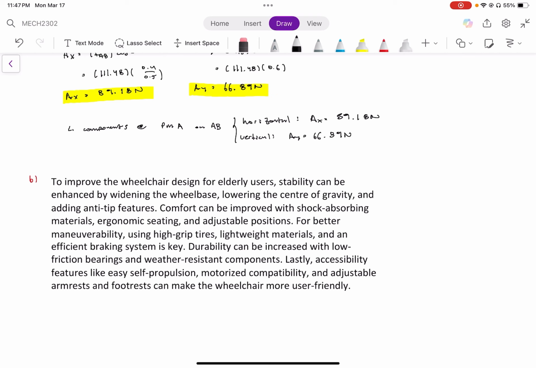Durability can be increased with low-friction bearings and weather-resistant components, such as if they're using it in a very hot environment or a very cold, rainy, or dry one, the brakes would ideally keep functioning and not give in. And lastly, accessibility features like easy self-propulsion, motorized capability, and adjustable armrests and footrests can make the wheelchair more comfortable and user-friendly for those who require such comforts and adjustment features.